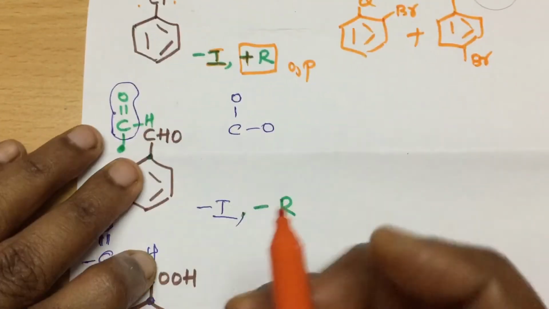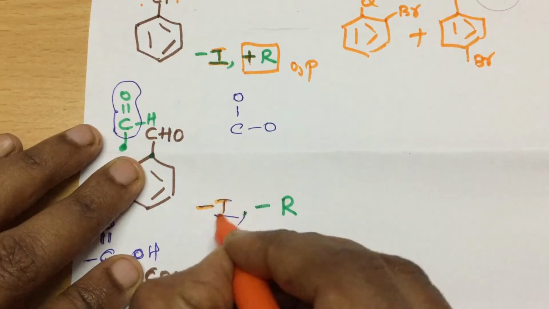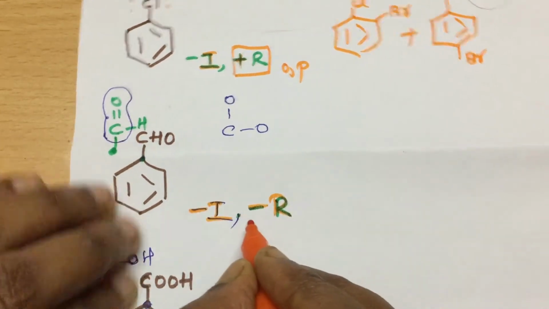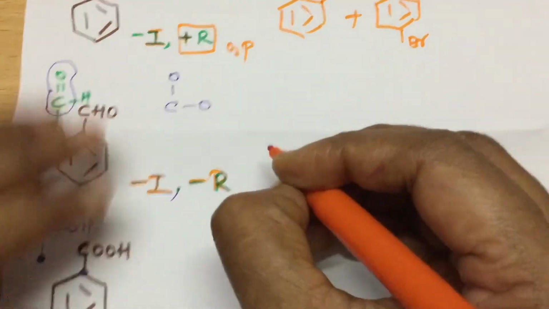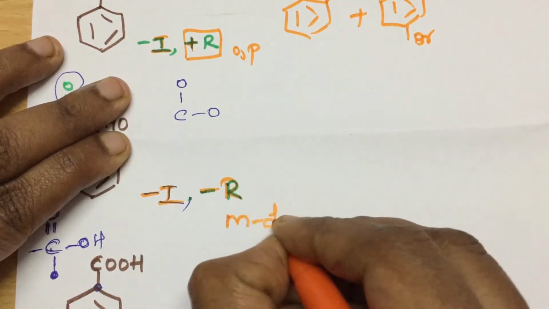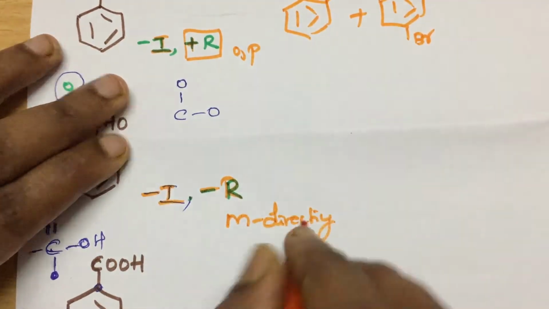Okay, and then your aldehyde, your benzaldehyde, what kind of effect? Minus R, both are electron withdrawing. Both are in the same direction. So it is going to withdraw. So it is a meta directing group. Why is it meta directing?